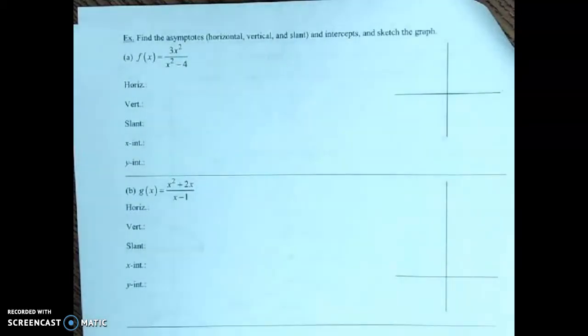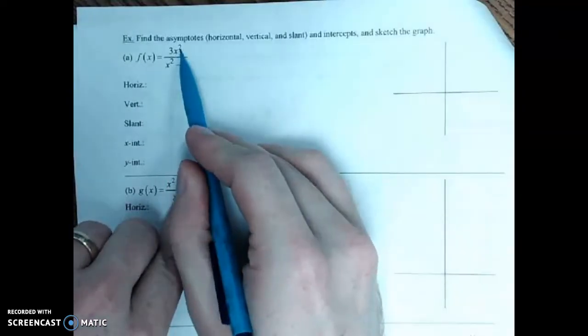Alright, getting into the rationals. Let's finish these last two, and then we'll get on to the sign chart stuff. Alright, so we've got a rational. It looks like a degree 2 on the top, a degree 2 on the bottom.